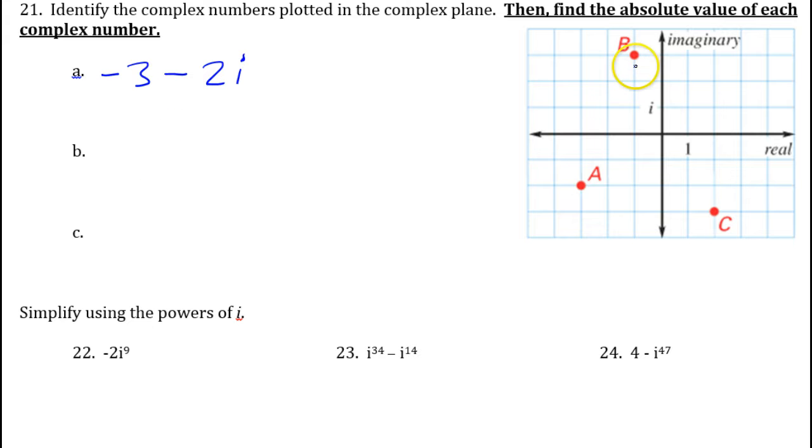And then for b, because it is left 1, that means the real part is -1. Because it is up 3, that means the imaginary part is plus 3i. And then for part C, because it is right 2, that means the real part is 2. Because it is down 3, the imaginary part is minus 3i. Next, we need to find the absolute value of each of these.